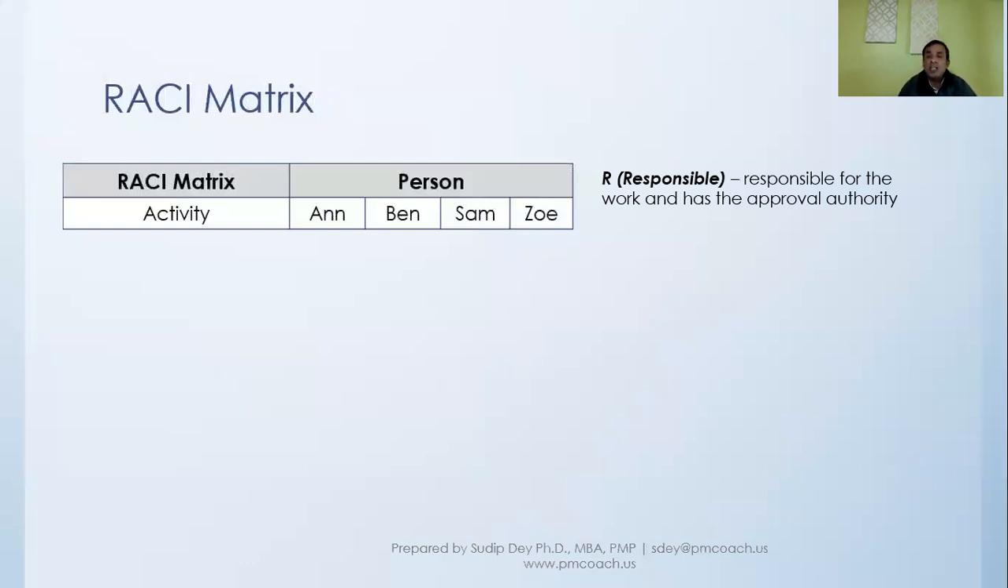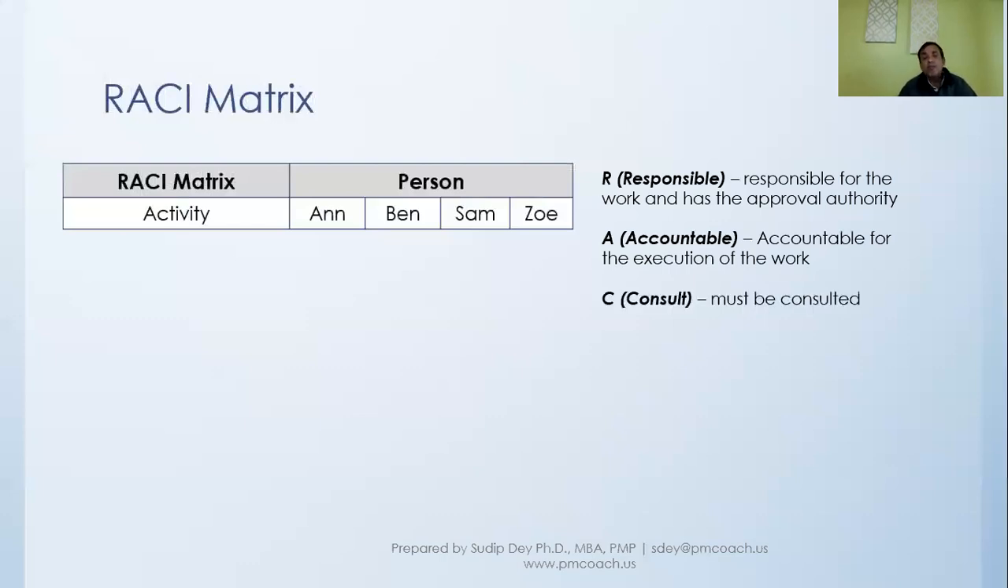R stands for responsible, meaning this person is responsible for the work and has the approval authority. So if there is an issue, this person is responsible. This person has to look at it from all aspects to ensure that this activity is being done correctly. Having said that, there will be someone else, or maybe even the same person, who will be accountable. The actual execution of the work is what this person is accountable for.